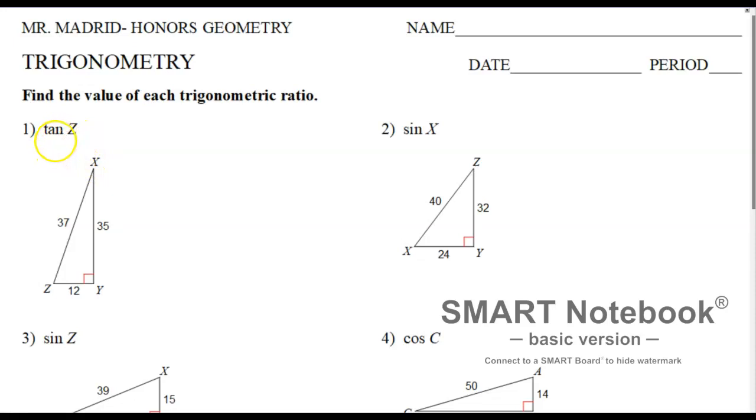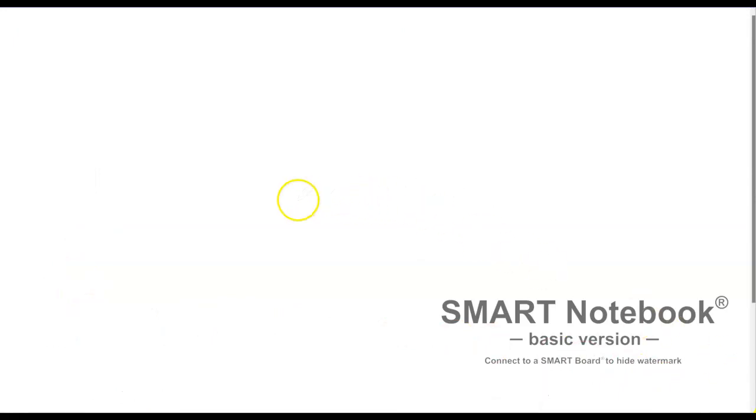So we're looking at this one. The first thing you're going to do in your notebooks, if you want credit, is draw the triangle and then add your own information. So 37, 35, 12. Here we go. So this is what your notebook should look like.